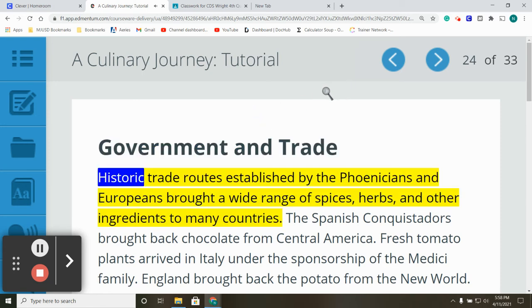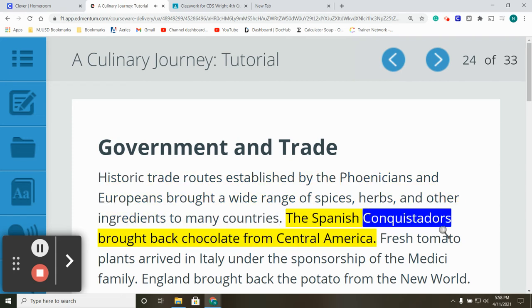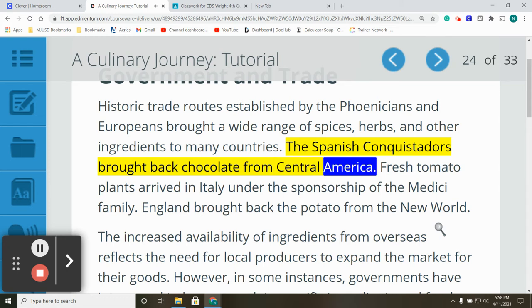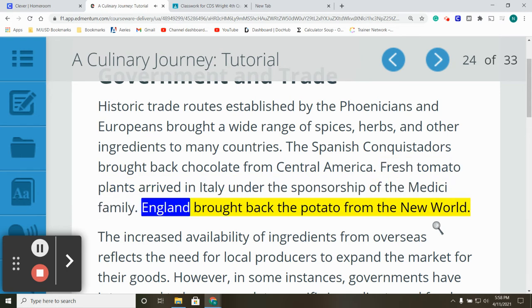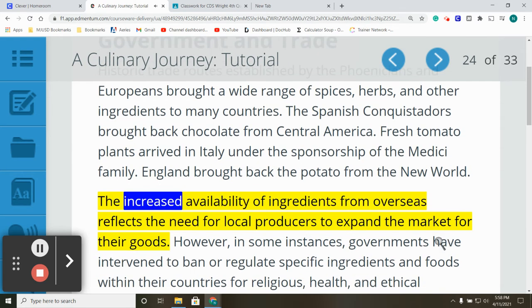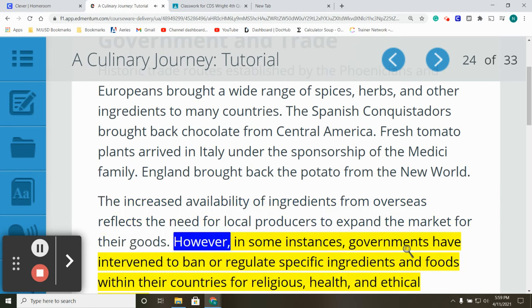Government and trade. Historic trade routes established by the Phoenicians and Europeans brought a wide range of spices, herbs, and other ingredients to many countries. The Spanish conquistadors brought back chocolate from Central America. Fresh tomato plants arrived in Italy under the sponsorship of the Medici family. England brought back the potato from the New World. The increased availability of ingredients from overseas reflects the need for local producers to expand the market for their goods.